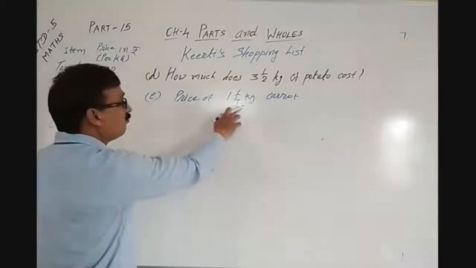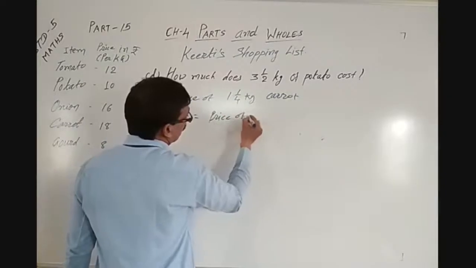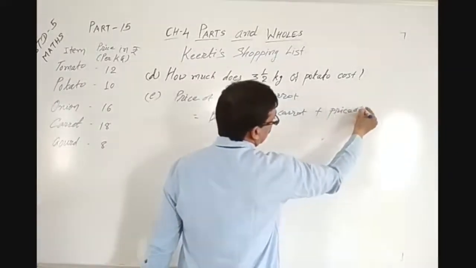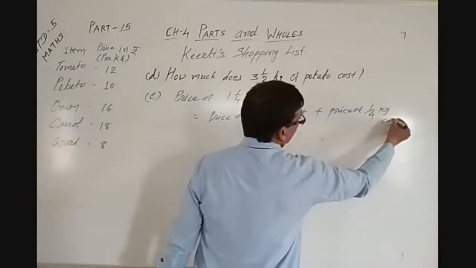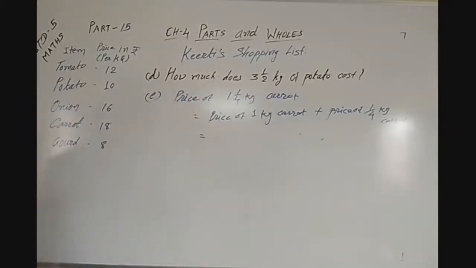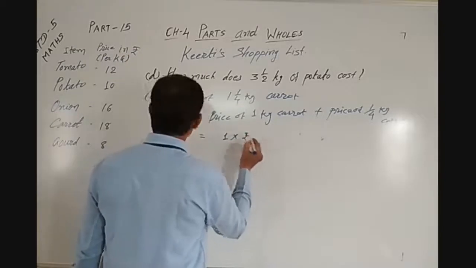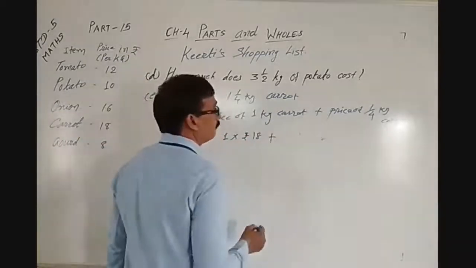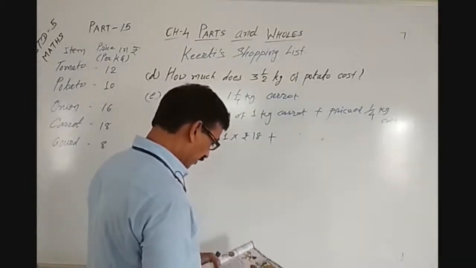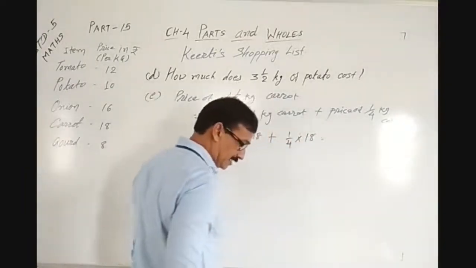Okay, so the price of 1 1/4 kilogram of carrot is equal to what? Price of 1 kilogram plus price of 1/4 kilogram carrot. Isn't it? Now, price of 1 kilogram carrot is what? This is 18 rupees. Okay. So, price of 1 kilogram carrot is 1 multiplied by rupees 18, plus price of 1/4 kilogram of carrot, that is 1/4 multiplied by 18, isn't it?